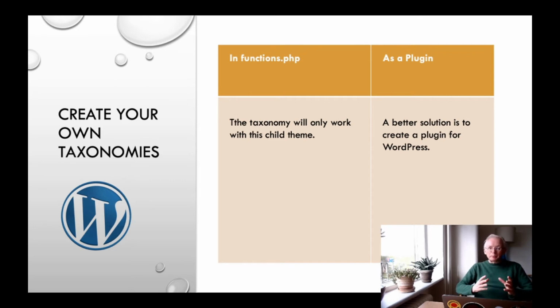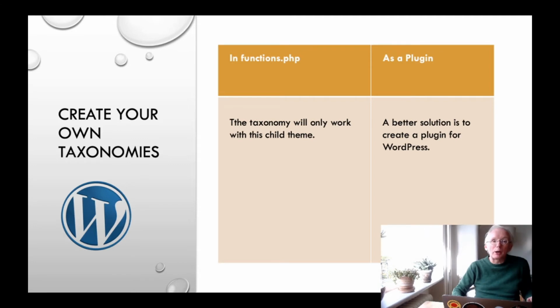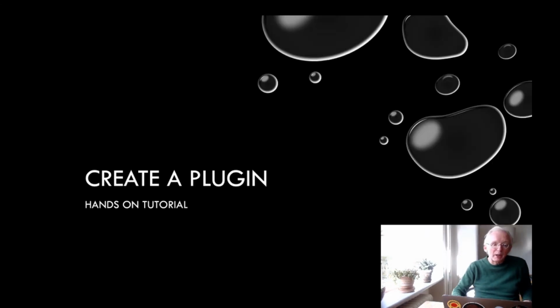And then the best option, in my opinion, is the second option, and that is to create the taxonomies that you want to have as a plugin where you or your user can create taxonomies. But how is this done? How do you create a plugin? And that's what I'll demonstrate here.